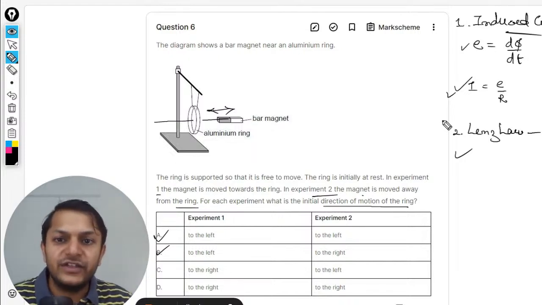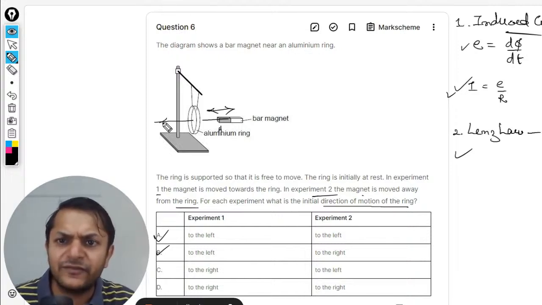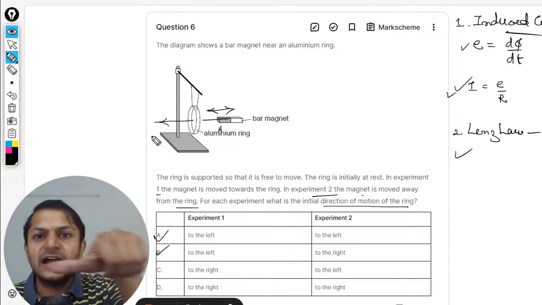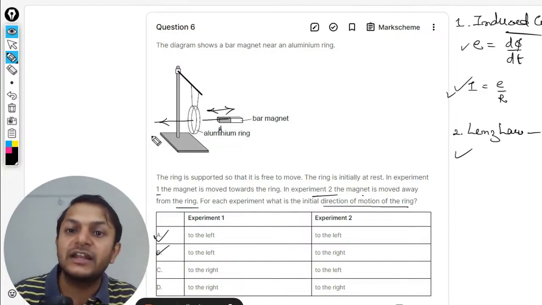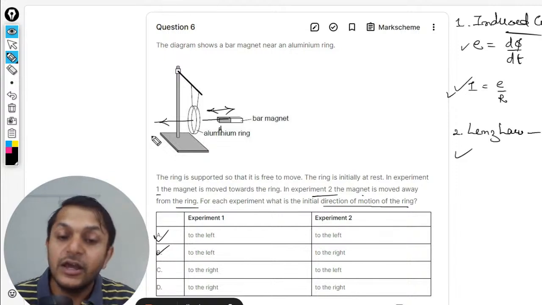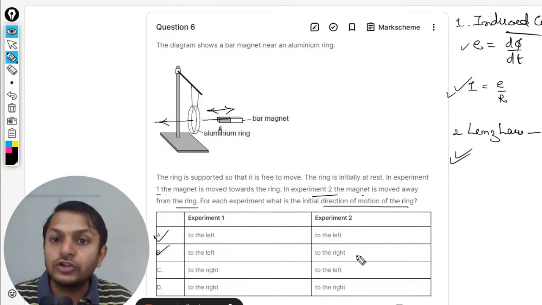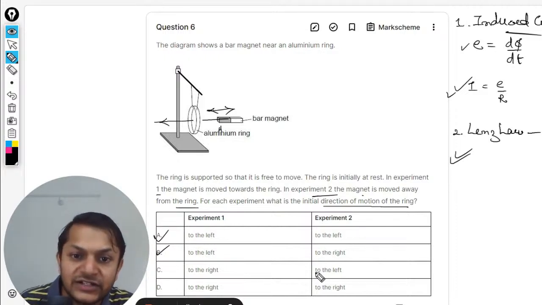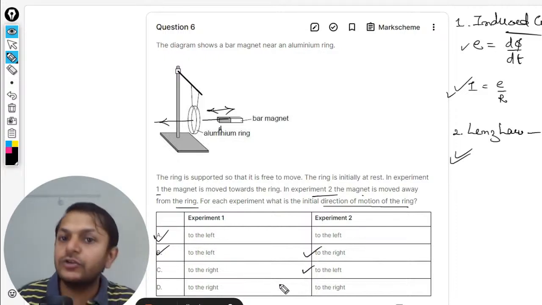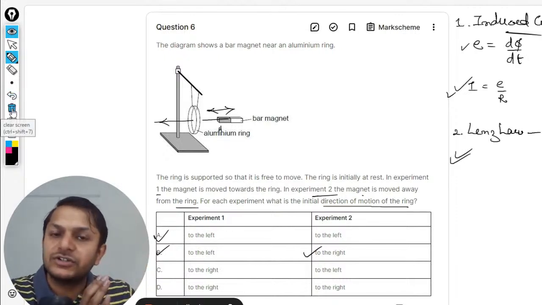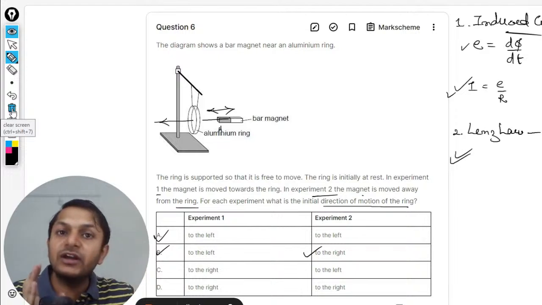So if this is the north pole, let us say the magnetic field will be towards this. So current will be in such a way that the induced magnetic field will be towards the left side. But the second part also we have, now the ring can also do this thing, that the ring will start moving towards right. Why to right? Because now the magnet is moving towards right hand side, it is moving away.